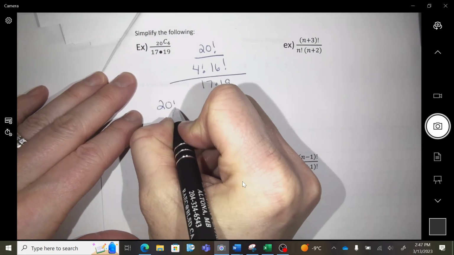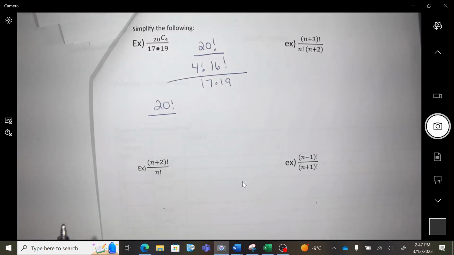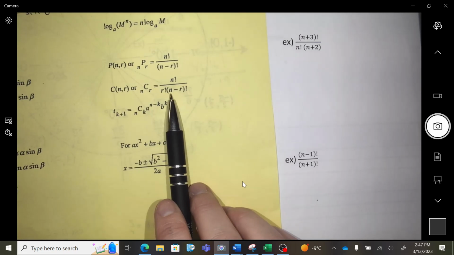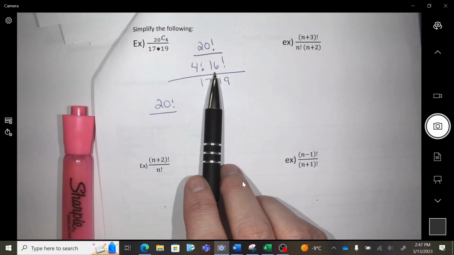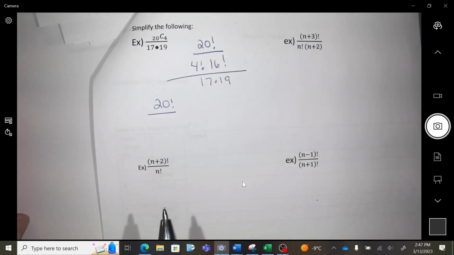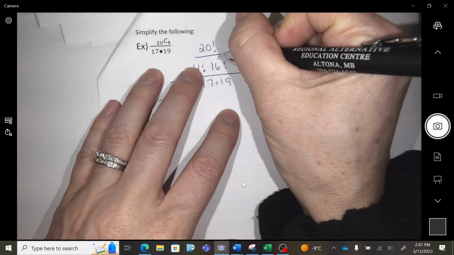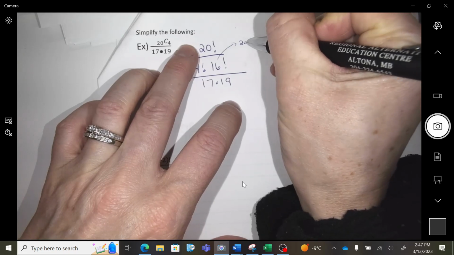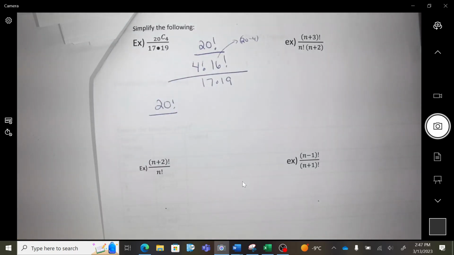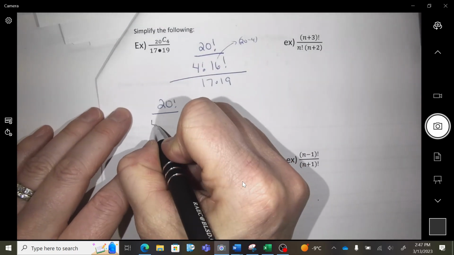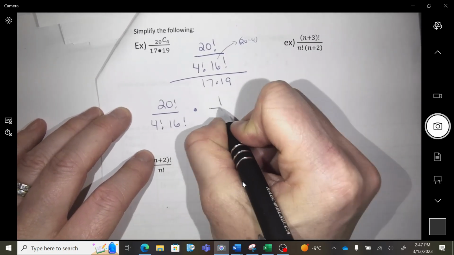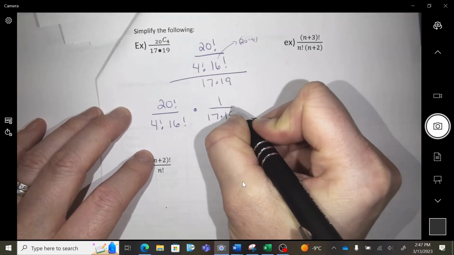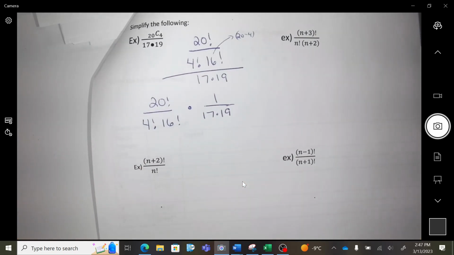Wait, why'd you put 16? Because the formula is n minus r, so that would be 20 subtract 4, so I just did the 16 already. Do you see it in the formula sheet? That's where it came from. Okay, so I'm going to go 20 factorial divided by 4 factorial, 16 factorial times that, so that I know what's all on the top, what's all on the bottom.